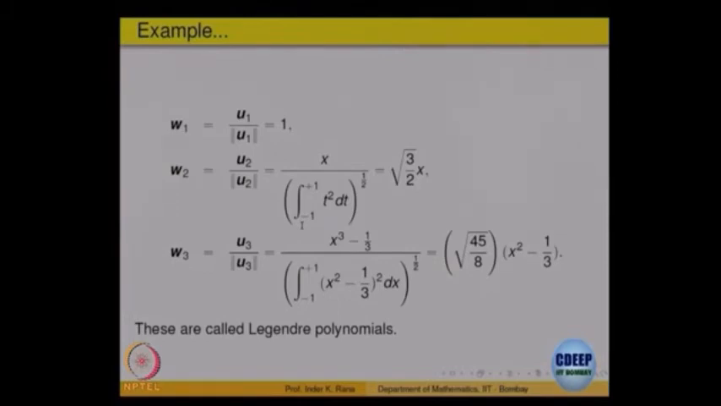How are they constructed? You take the standard polynomials 1, x, x square, x cube and so on, and apply the Gram-Schmidt process and orthonormalize them. So, that is useful there.